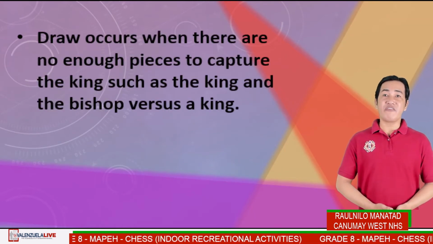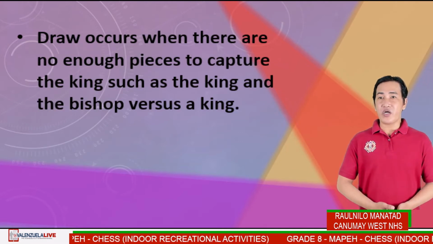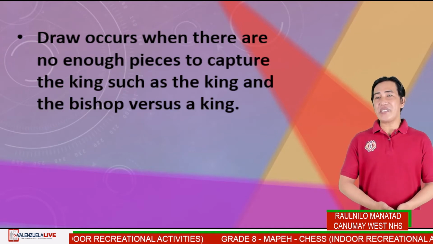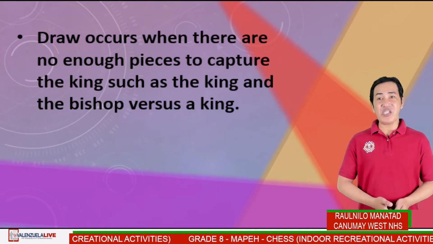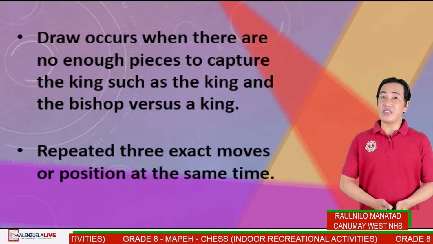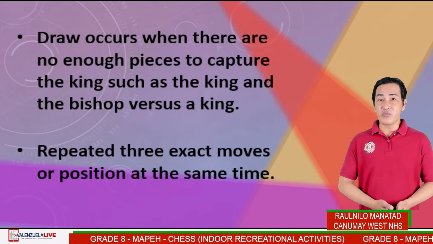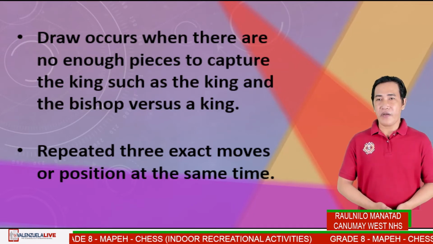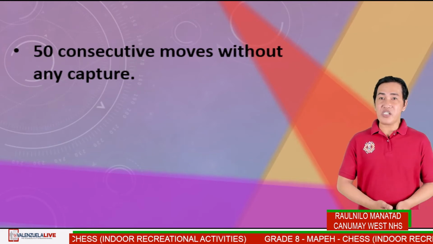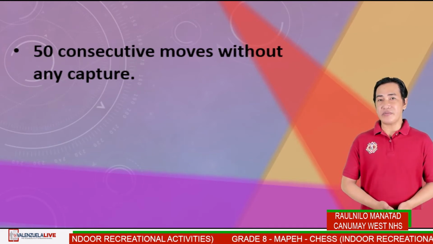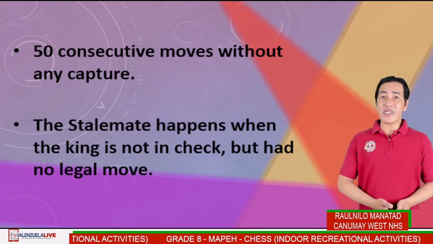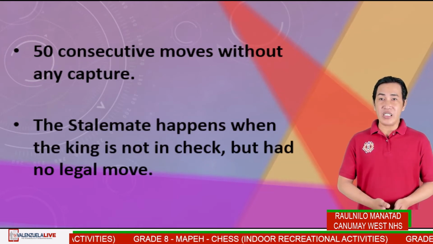A draw occurs in the following scenario. When there are not enough pieces to capture the king, the white king and the bishop versus the black king, for instance. Another scenario, if you have repeated the exact same position 3 times. Or if you have 50 consecutive moves without any capture. The stalemate happens when the king is not in check but has no legal moves.